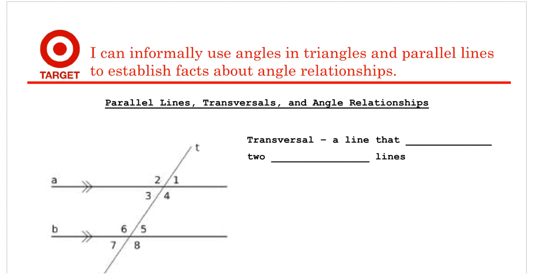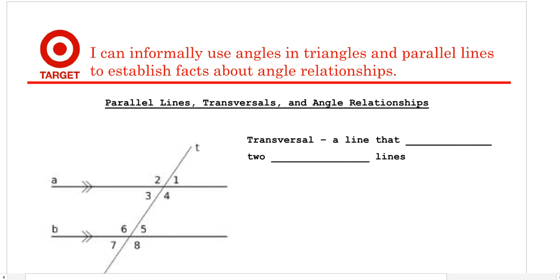Okay, so today we're going to continue with our learning target. I can informally use angles and triangles and parallel lines to establish facts about angle relationships. So we're going to be looking mainly at the parallel lines and then the angle relationships that are formed when we have parallel lines. Parallel lines on their own do not have angles that are involved with them. However, when we include a transversal, that transversal creates those angles, which then in turn creates angle relationships.